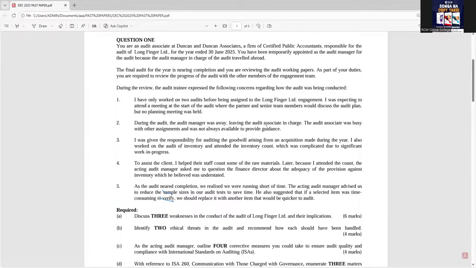So when you talk about ethical threats, which one can you identify? When you talk about ethical threats, you are talking about SAF, that is self-interest, advocacy, familiarity, intimidation, self-review. Which kind of threats can you identify here?